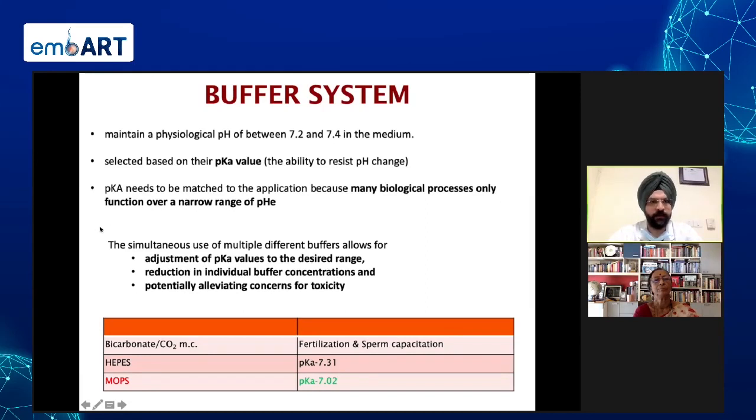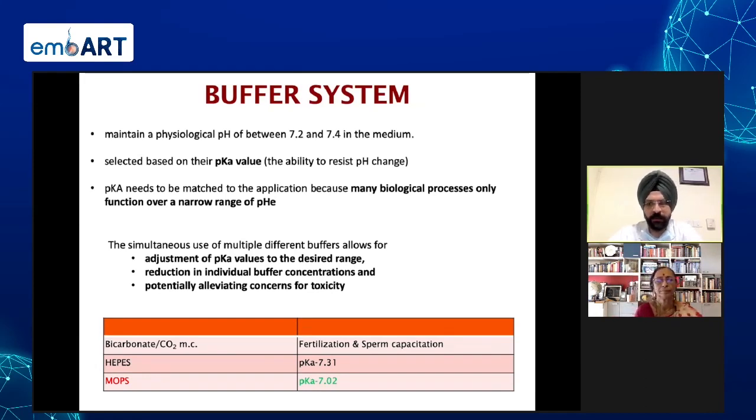Buffer systems should be capable of maintaining a physiological pH between 7.2 and 7.4 in the media. They are selected based on their pK values, and the simultaneous use of multiple buffers allows for adjustment of pK values to the desired range, reduction in individual buffer concentrations, and potentially alleviates concerns for toxicity. Generally, it is a combination of bicarbonate, HEPES, and MOPS.